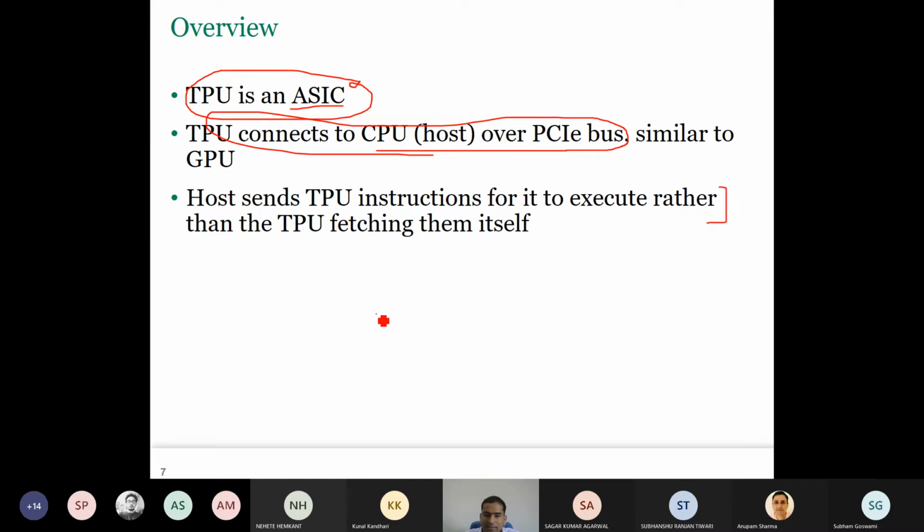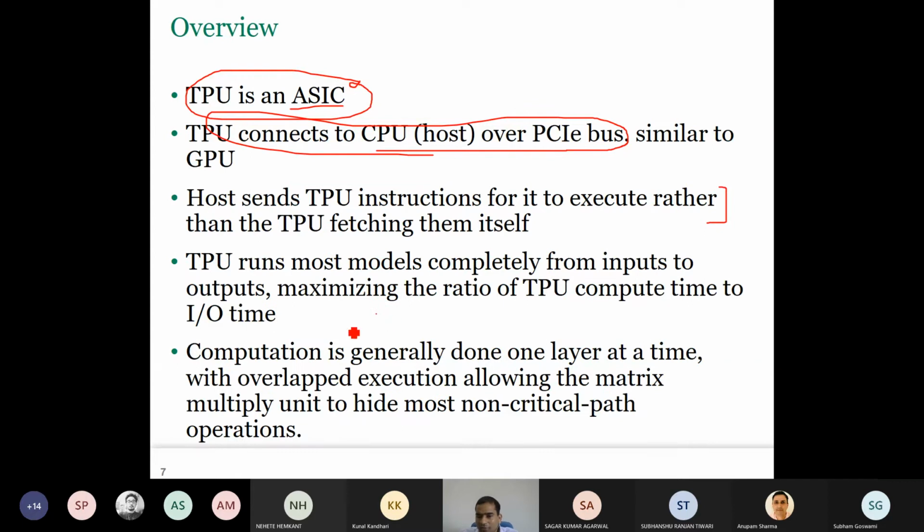Fine, till now, nothing much. Again, I would not expect you to remember all these details, but at least you should get a broad idea. The whole idea is that just as CPU to GPU communication is costly, similarly here CPU to TPU communication is also costly. That's why our goal is that the TPU should run most models completely from input to output, maximizing the ratio of TPU compute time to IO time.